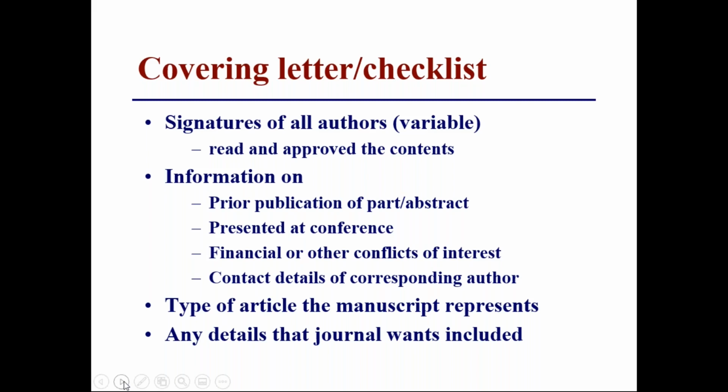Some of the other things that a journal may require from you is information on prior publication of the paper, a part of it, a complete version of it, an abstract based on this paper. So if anything like this has been done, if any prior publication has happened, you must tell them upfront that this is what has happened. Otherwise, you could end up with a duplicate publication.